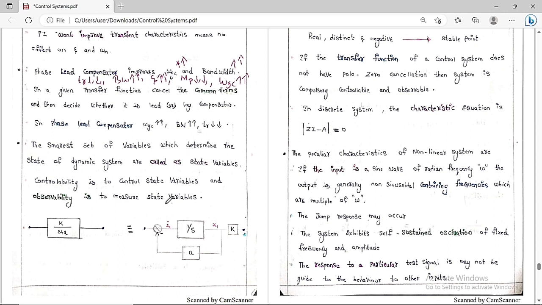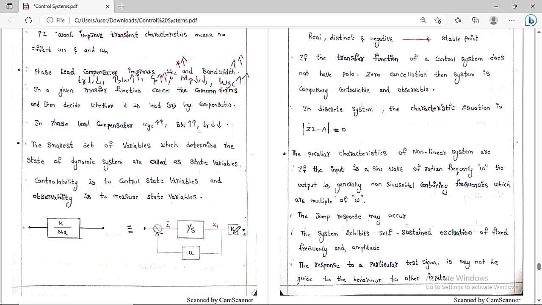Now the next one is, suppose there is a block diagram like this. 1/s means this is basically integration in the Laplace domain. This is x1 dot, and the integration of x1 dot is nothing but x1. The output is the integration of the input.